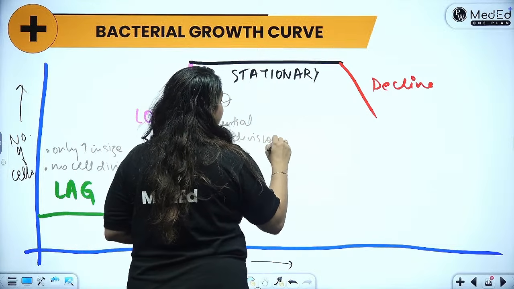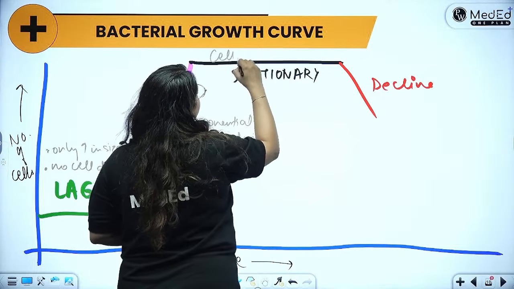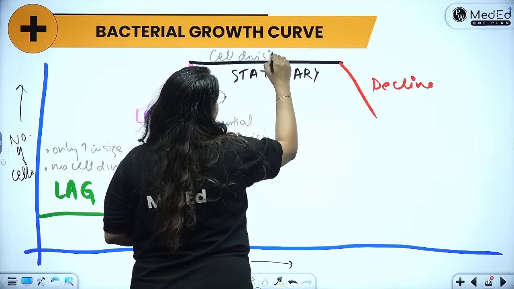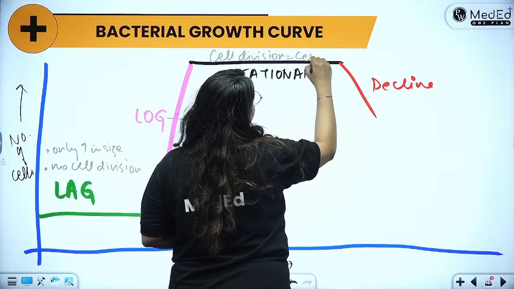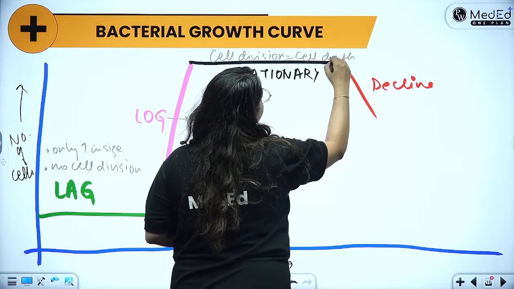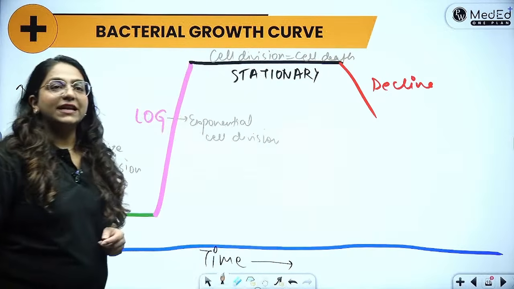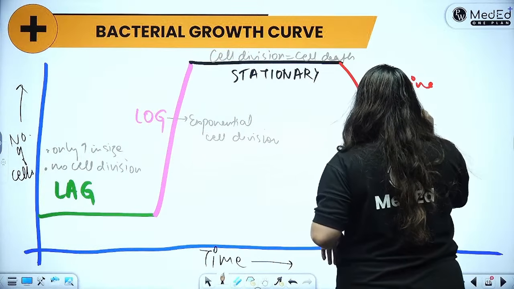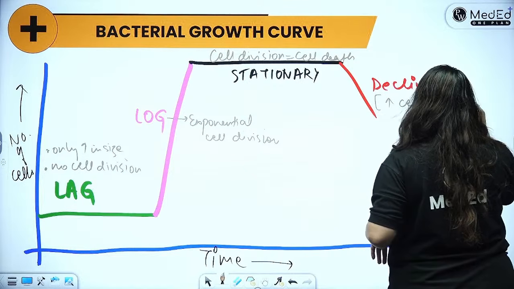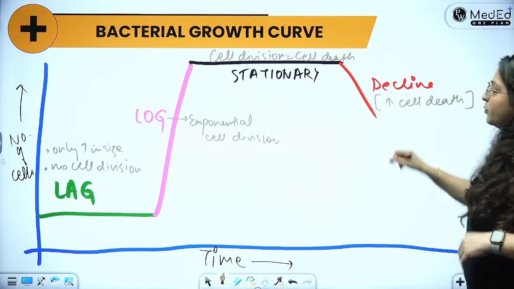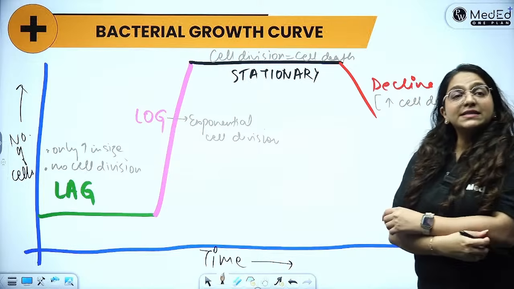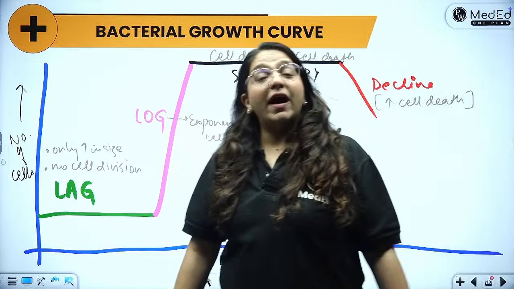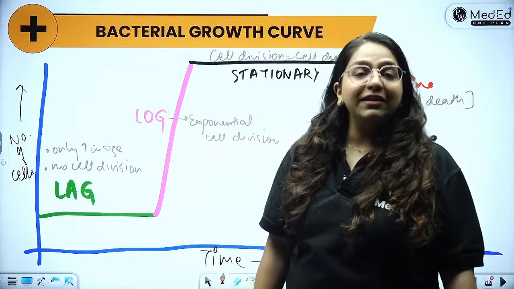What happens in stationary phase? Cell division has become equal to cell death. So the number of cells dying is equal to the new cells which are getting produced. That is why there is no shift. Whereas in decline, there is a lot more cell death as compared to cell division. So overall, the population starts declining. But this is the curve shown by the viable bacteria, the living bacteria.